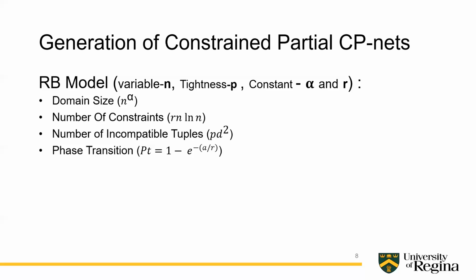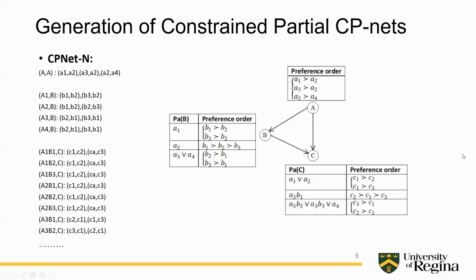And the phase transition indicates where the transition occurs. That means that after a certain point, there will be no solution for the partial CPNet. That phase transition occurs at a particular value, which is determined by the equation 1 minus e to the power minus alpha by r. Based on this input, we will generate our CP network.